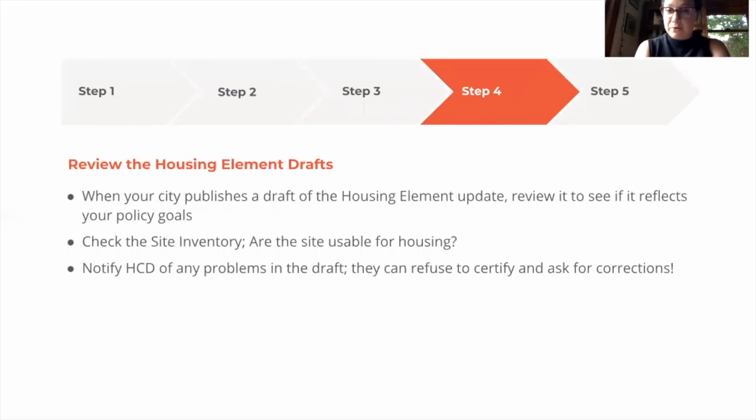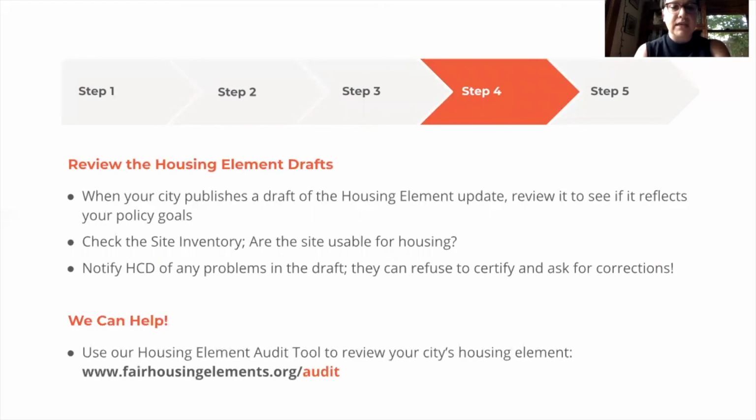When the drafts come out, we definitely need folks to read them. Sometimes they're like 100 pages, but you can zoom into the topics that you're interested in. Maybe it's the specific housing needs of special groups. Maybe it's the site inventory. It all depends on your preference. We've also created an audit tool, which we're really excited about. And it comes with an explainer to give you a view into some of the more technical details.